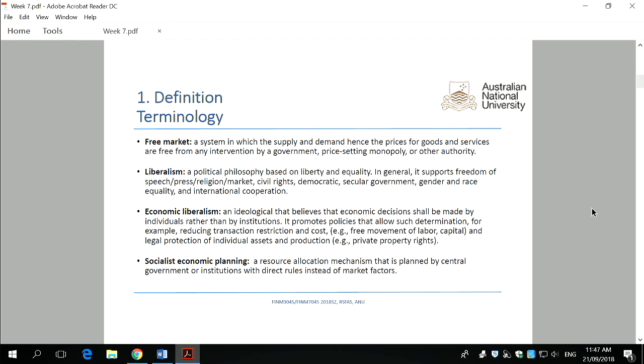The second terminology is liberalism. Liberalism is actually a political word. It's an ideology, a philosophy, based mainly on promoting liberty and equality. Right? And so it generally supports freedom of speech, religion, press and market, civil rights, sometimes people also call it human rights, democracy, and secure government, meaning the government is serving: a small government serving the economy and serving the people is called secure government. Gender and race equality and international cooperation.